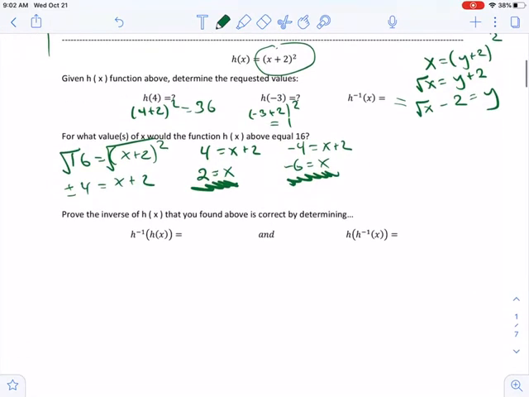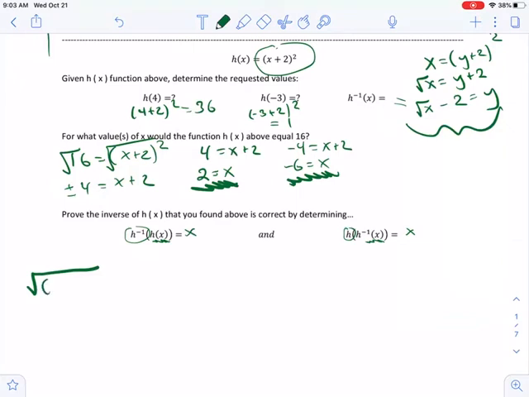Proving the inverses here. So this would essentially be proving that both of these equal x. In order to do that, I'm going to take my initial function and plug it into my inverse. I then also need to prove that if I take my inverse and plug it into my function, I get the same result. So on the left-hand side, I'm going to take h of x and plug it into my inverse everywhere I see an x, which is in that opening spot.